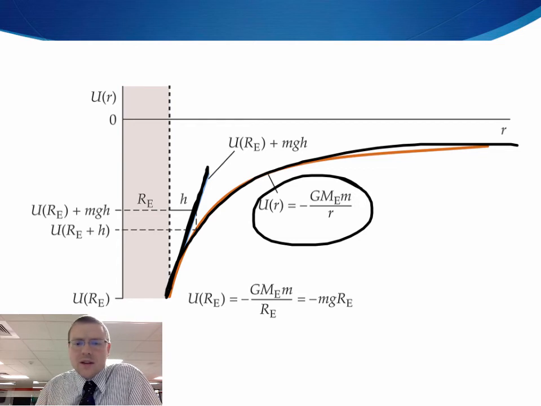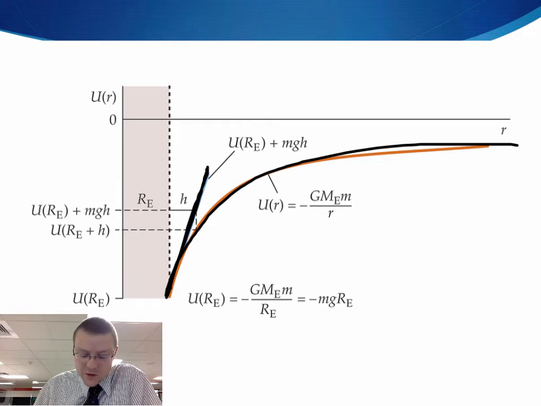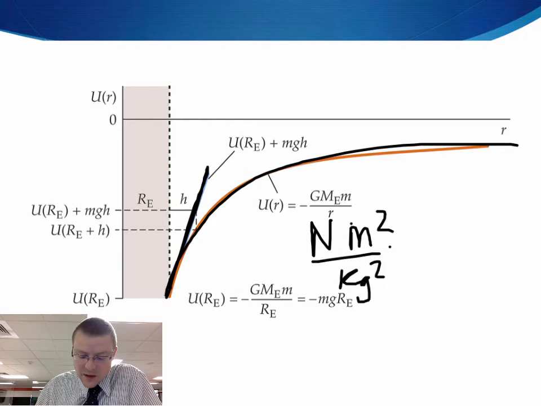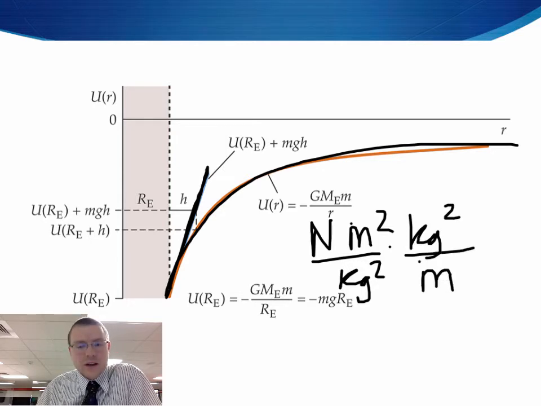And we didn't even look at the units of that. Let's make sure we understand the units of gravitational potential energy. So the units for big G are newtons, meters squared per kilogram squared. The masses are kilograms times kilograms, or kilograms squared. And now we're just dividing by r, which is meters. We don't have to square this time because we're not dealing with force.